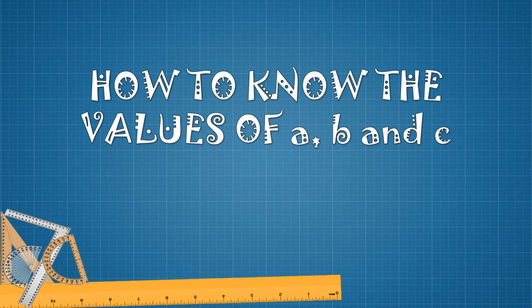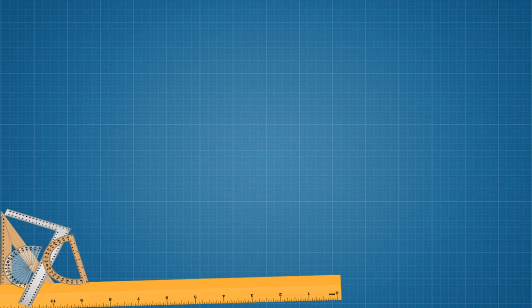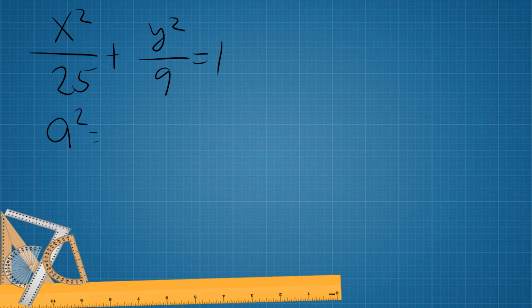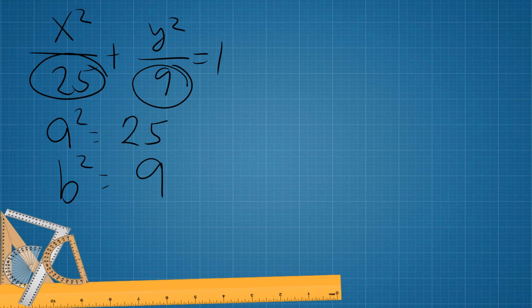We need to know the values of a, b, and c. Let's have an example. For instance, our given example is x squared over 25 plus y squared over 9 equals 1. Now, to know the value of a squared, it is the greater denominator. As you can see, 25 is the greater value of the denominator. Therefore, a squared equals 25. To know the value of b squared, ito yung mas mababa sa 25 or the other one. And that's 9. So, b squared is equal to 9.